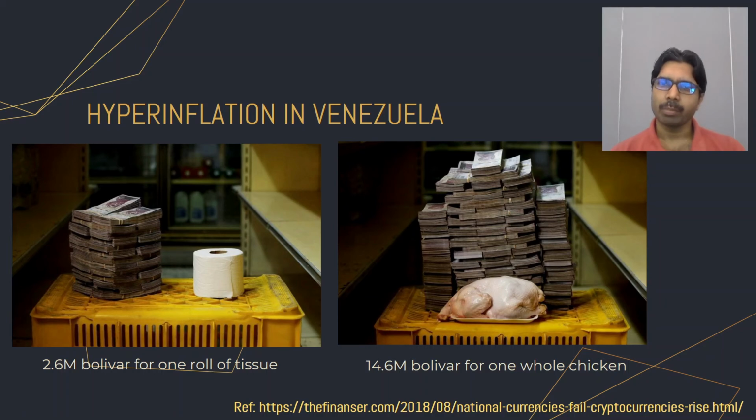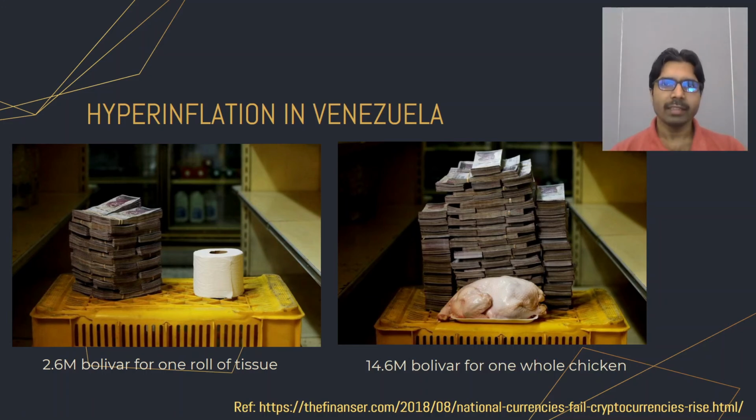Is this something that you are proud of? When you spend millions of money just to buy a roll of tissue, that doesn't mean that the roll of tissue is of superb quality. That simply means that the value of the money has decreased so much, right?